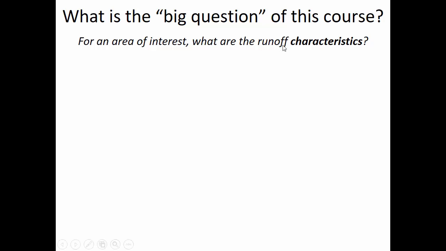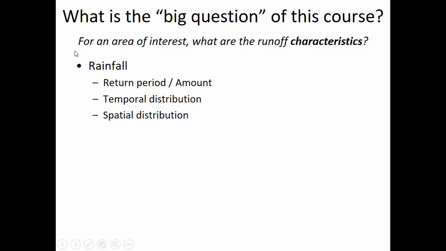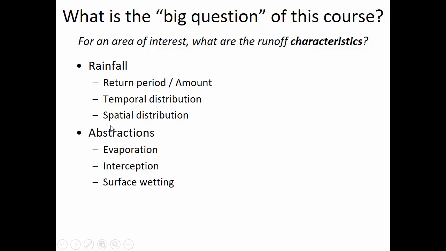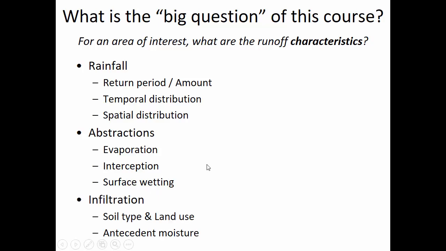And the inputs to this question include the rainfall characterization, the abstractions, like in the watershed, how much interception might there be as the seasonal vegetation changes, or how much surface wetting is required before the water begins to flow over the surface. And the infiltration, that's having to do with the moisture content of the soil characteristics themselves, like the suction head and the hydraulic conductivity.